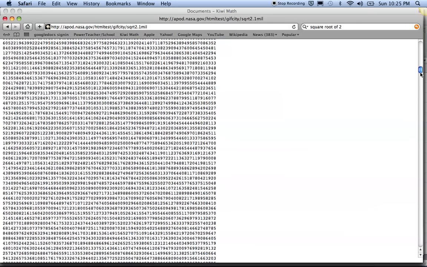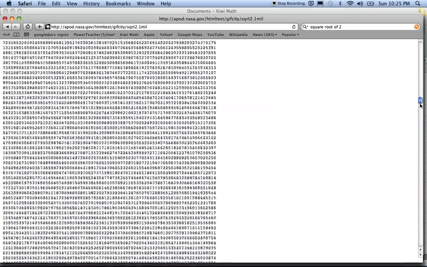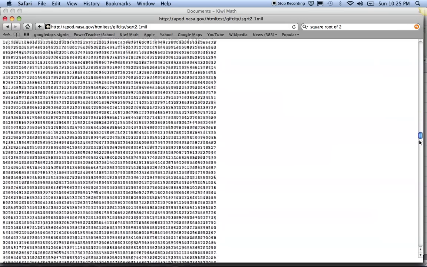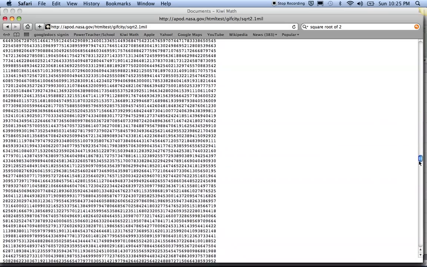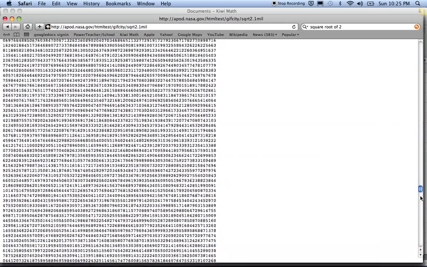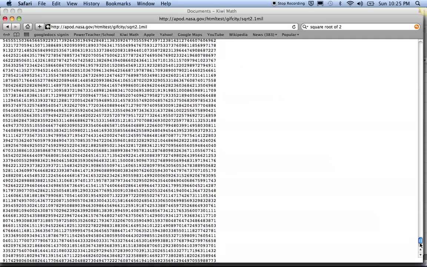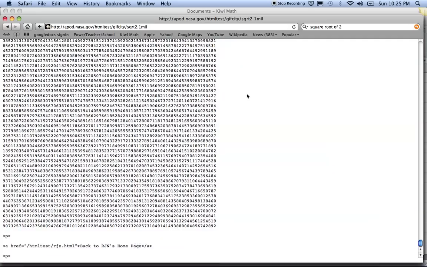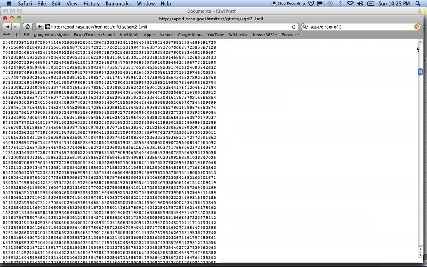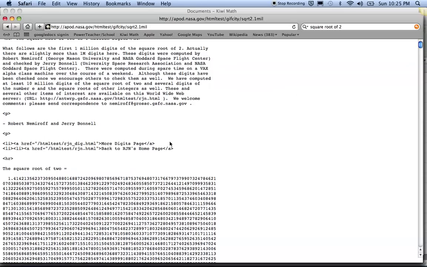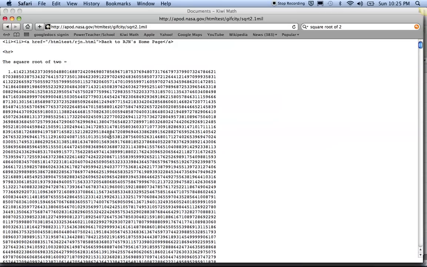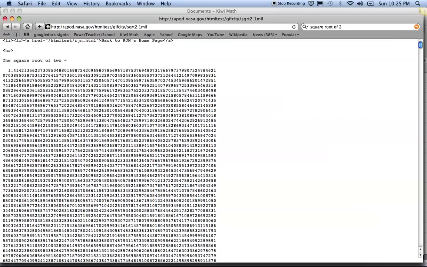Imagine if you had to write all of these numbers down. This is just for the square root of 2. You got to do the square root of 3, square root of 5, square root of 6. And that's just the first million digits. Turns out that this number never ends. And at no point is there a pattern. It never ends. And there's no pattern.